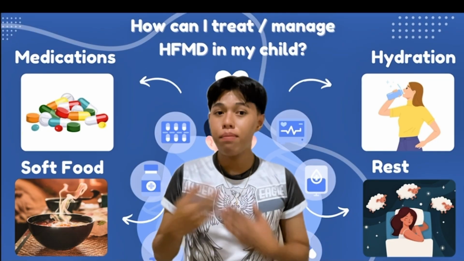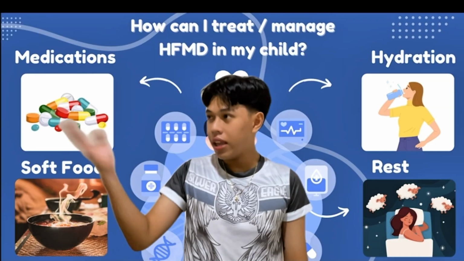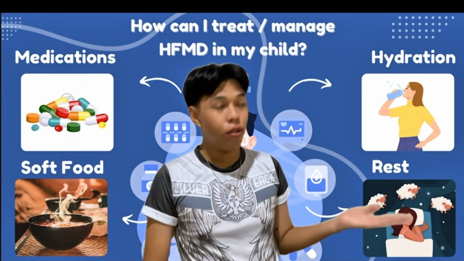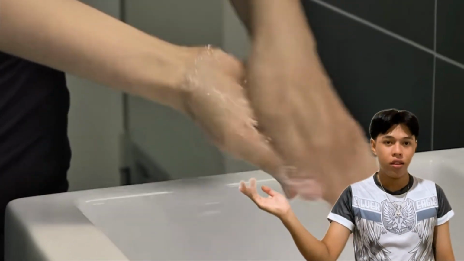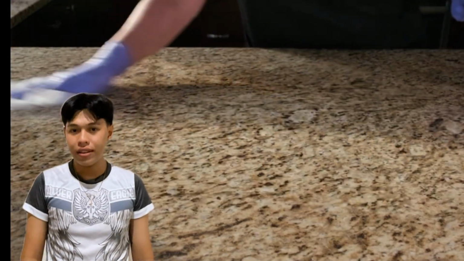So how can I treat or manage hand, foot, and mouth disease in my child? Number 1 is medication, hydration, eating soft food, and rest. Now, how can I prevent hand, foot, and mouth disease? Number 1 is frequent hand washing, and disinfecting toys and surfaces around the house.